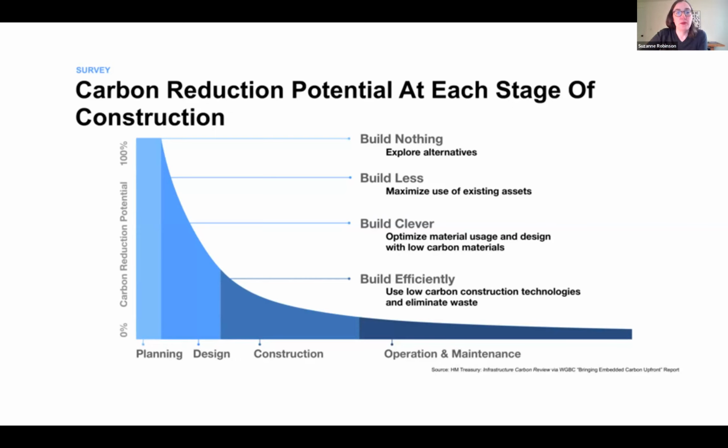So in this example, when we're looking at embodied carbon: build nothing, reuse existing structures. That's the slam dunk, easiest thing you can do to reduce embodied carbon. Build less, so really look at how you can build with less. Build clever: this has to do with how we can be more efficient with our materials, how we can reduce the amount of materials on a project. And then building efficiently has to do with sourcing low carbon options as we go along.